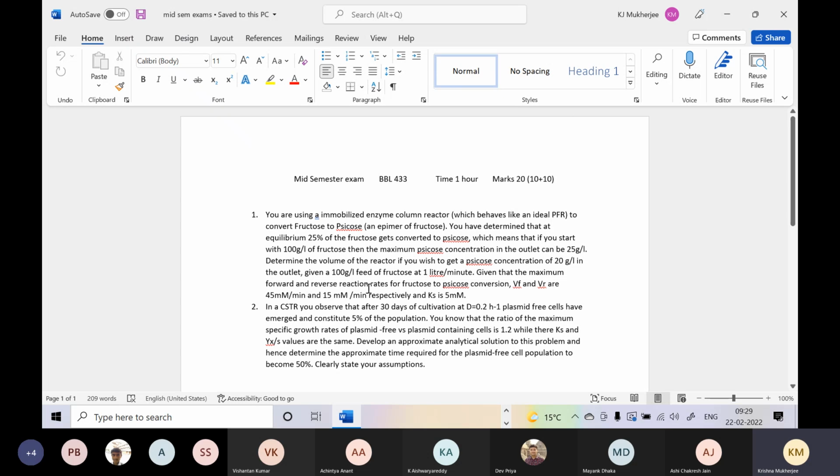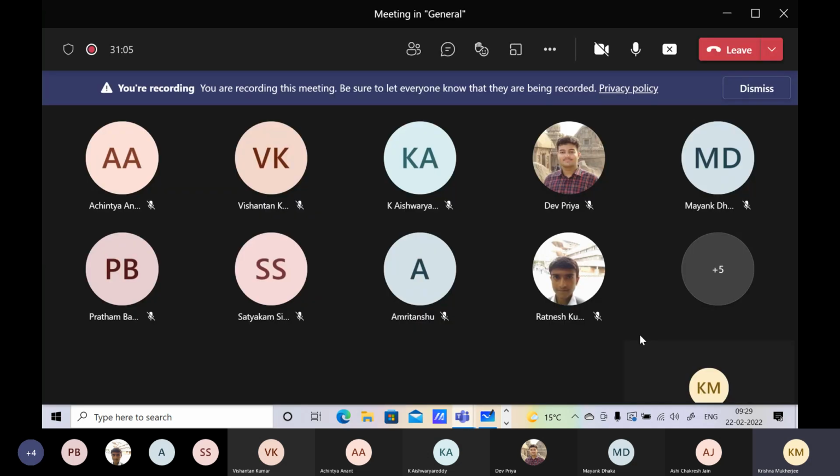So I had 100 grams per liter, and you wish to get a Psychos concentration of 20. So you remember that. Now 120 and 5 millimolar, 15 millimolar, VF1 VR. So that is the mistake that I made. Okay, sorry, that was the mistake I made.